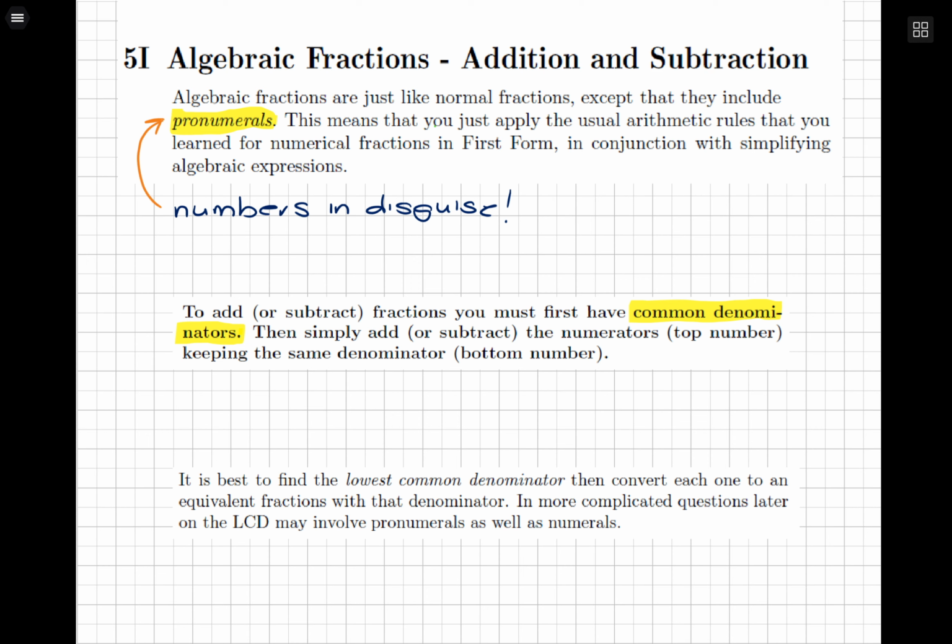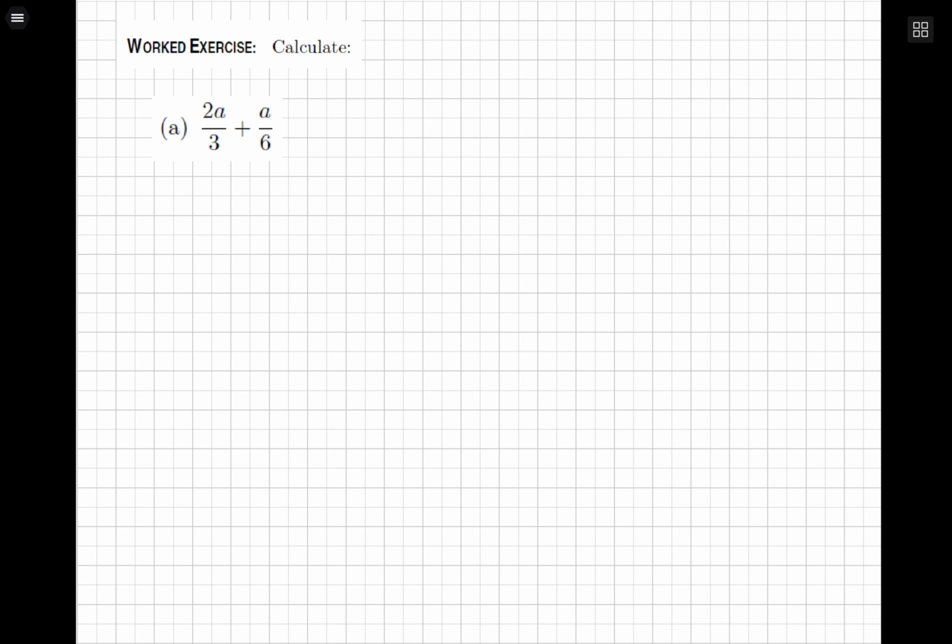It's best to find the lowest common denominator. You can add them as long as you've got a common denominator, but if you don't find the lowest common denominator, you're going to make things a bit more tricky for yourself. If you can find the lowest common denominator as your first step, you're going to make things a lot less painful and leave a lot less opportunity for error. So that should be your goal every time. Okay, let's go through some examples.